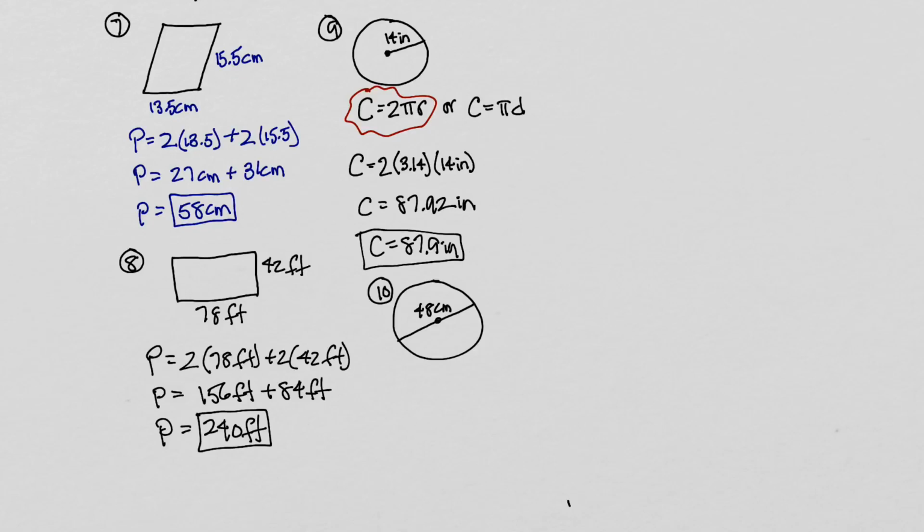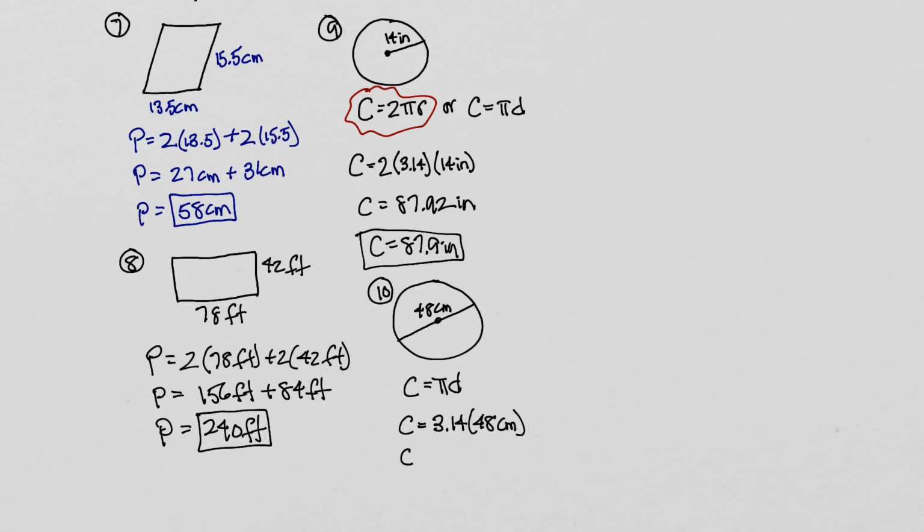Now in problem 10, we still want to find the circumference, but let's use this formula here now. Let's use pi d because we're given the diameter here. In the last problem, right up here, we were given the radius, so we used 2 pi r. This problem we're given the diameter, so we'll use pi d. So we will get circumference equals to pi.